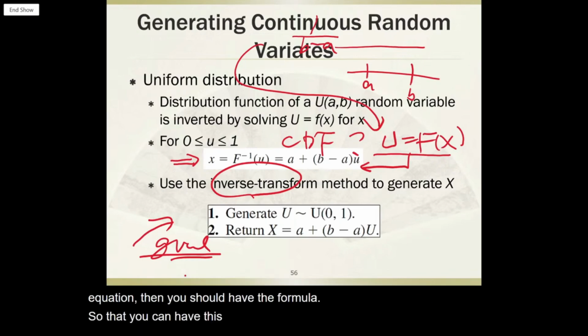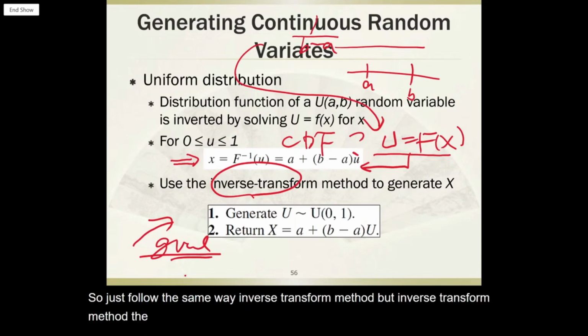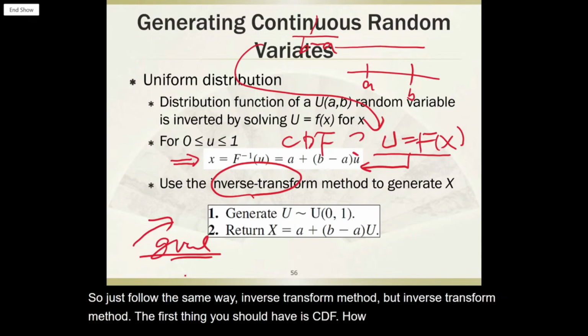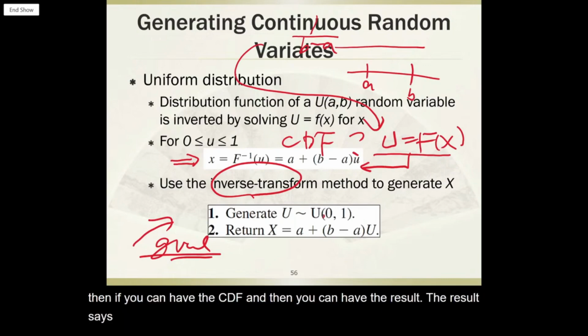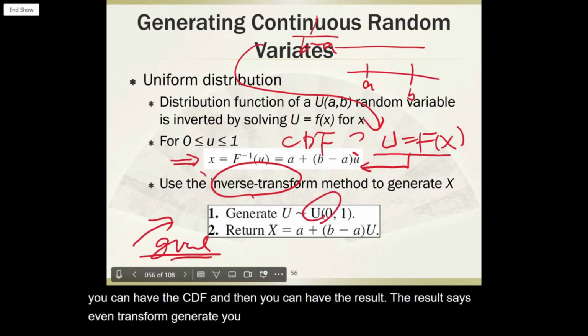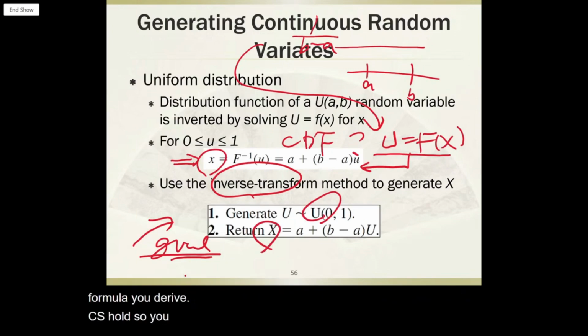So just follow the same inverse transform method. But for the inverse transform method, the first thing you should have is the CDF. How to derive the CDF, and then if you have the CDF, you can have the result. The result says inverse transform: generate U and return the so-called X based on the formula you derived, and that's all. So you can check it, is it true?